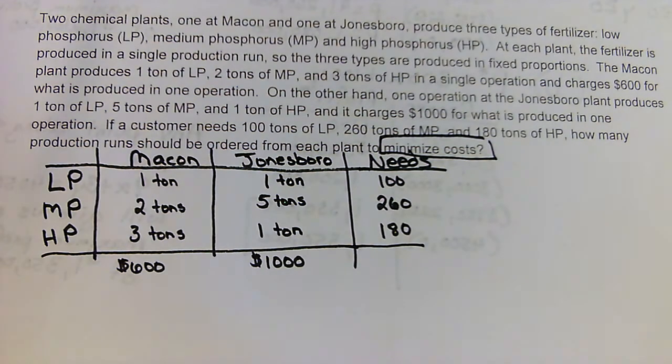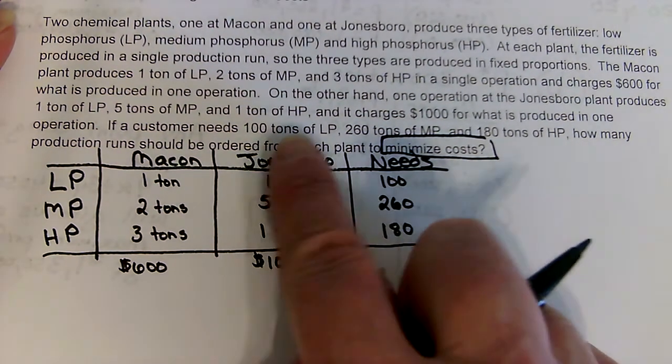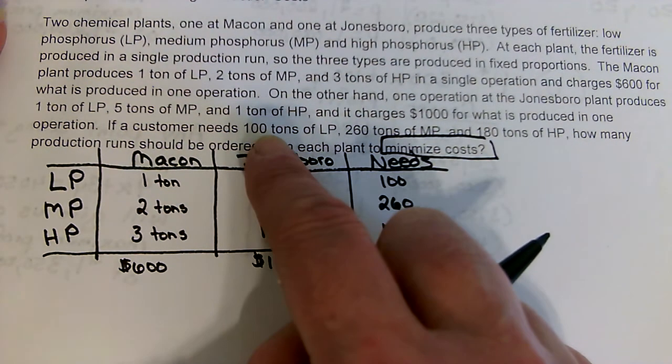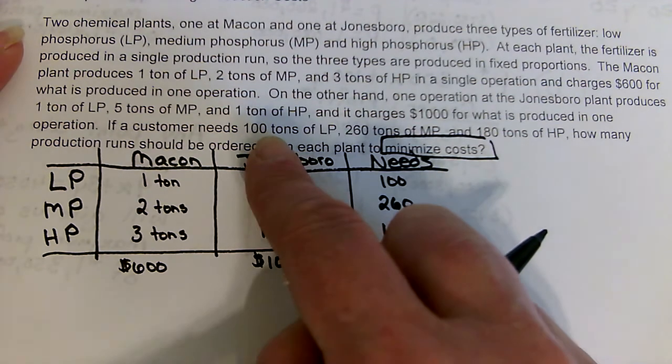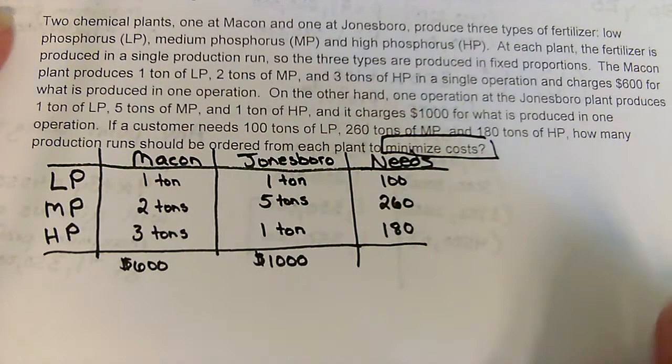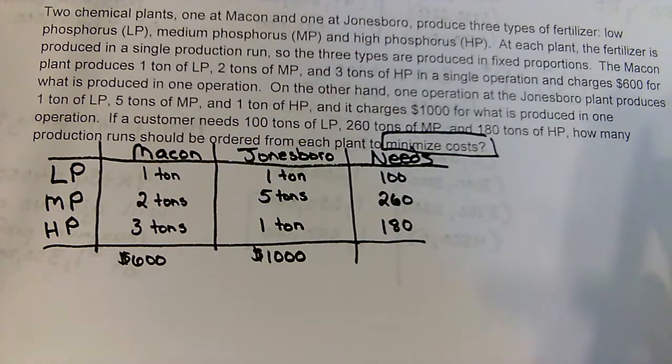Okay, so first off, I want to talk about what that needs means. If the customer needs 100 tons, is it okay to make 105? Yes. Is it okay to make 90? No. So we need to be greater than that.